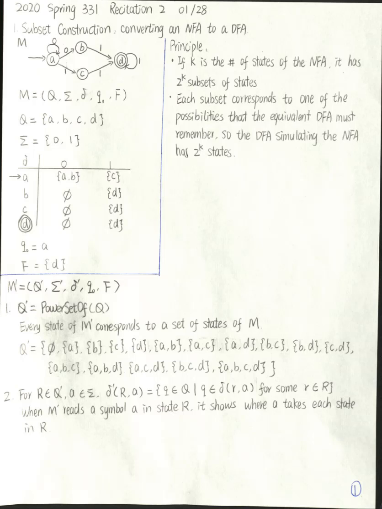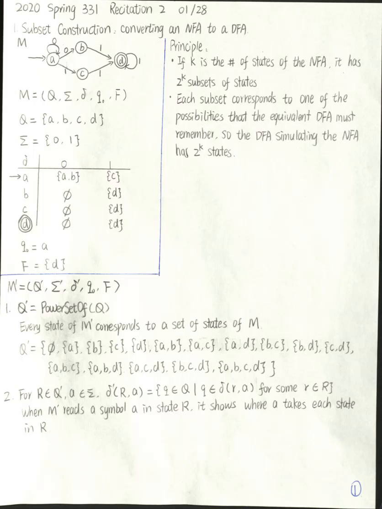So, given an NFA like this, let me briefly describe it. It has four states, A, B, C, D. The start state is A, and the final state is D. Remember, we can only have one single start state, but we can have many accept states. In this machine, we only have one accept state, D. That's also okay.